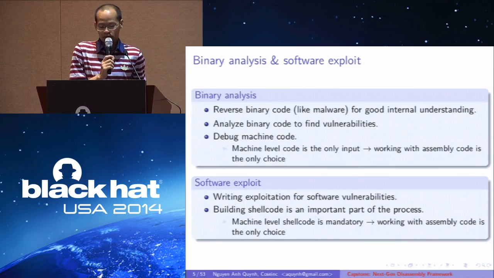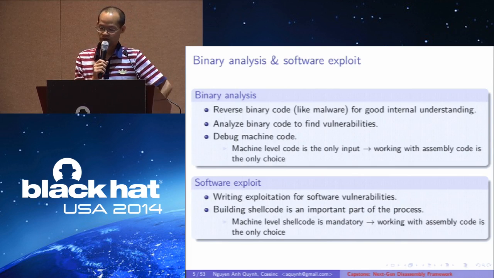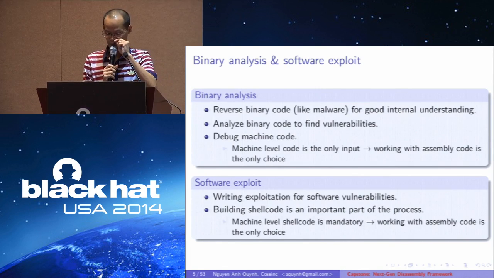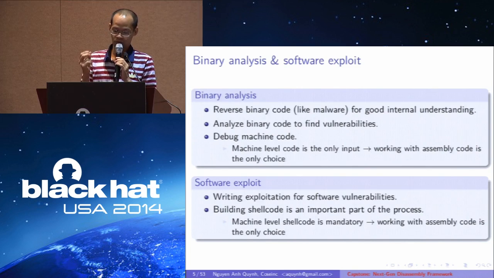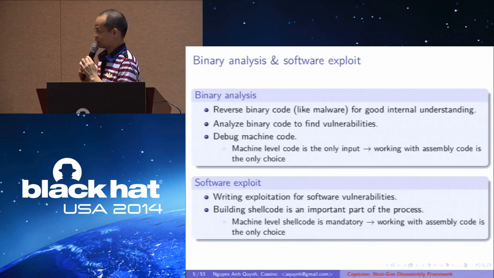The second area is software exploitation. You found some bugs and you need to write an exploit for them. Building shellcode is one important part of this process, which means you need to write machine-level shellcode. So here you also need to work with assembly code as well. There's no choice.